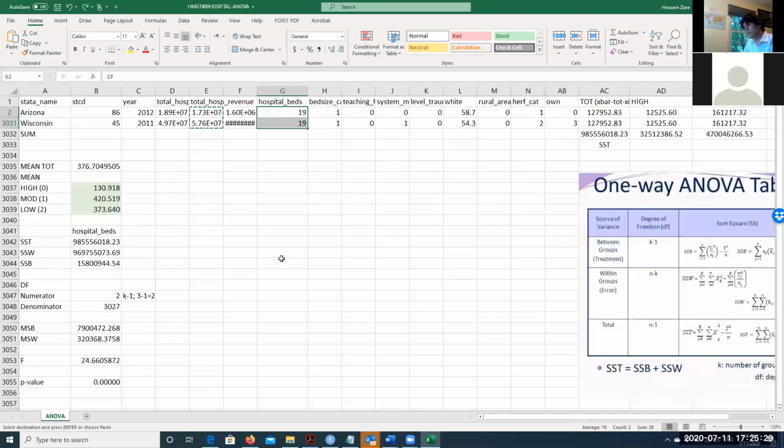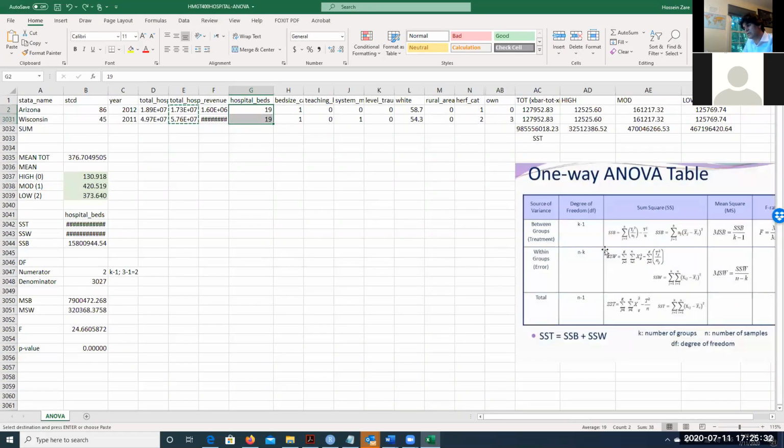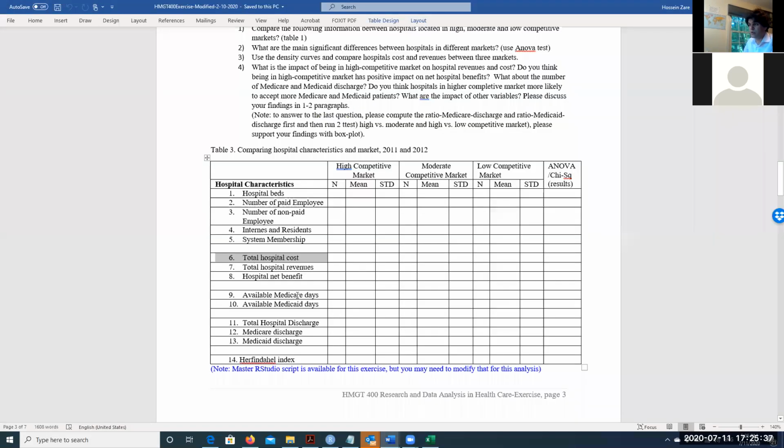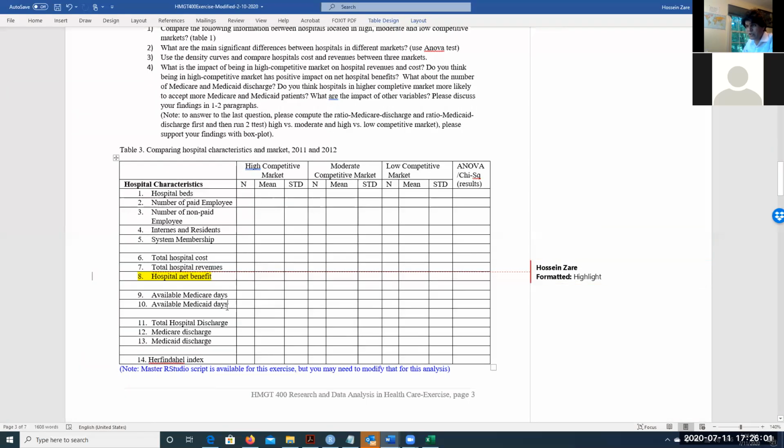There's another point you need to consider. The question asks you to compute hospital net benefit. The hospital net benefit is hospital revenue minus hospital cost. So you should subtract the hospital cost from hospital revenue to get the net benefit. This is one of the variables you should create. The other variable you should create is Medicare discharge, right?